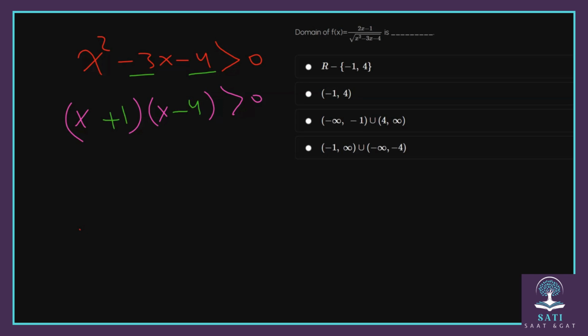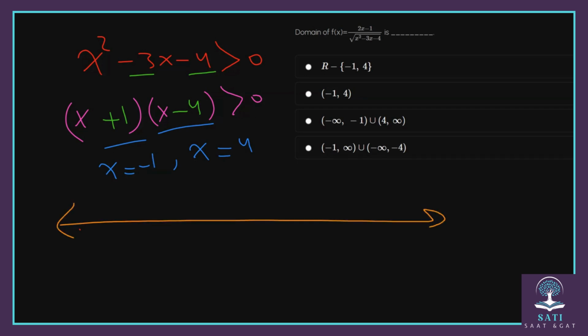Good. Now, to find the critical points, you put each factor equal to 0. So the critical point here is x equals 4, and the other one is x equals negative 1. I draw these points on the number line to find the intervals. Here x is negative 1, here x is 0, and here x equals 4. Now I study three regions for the domain.